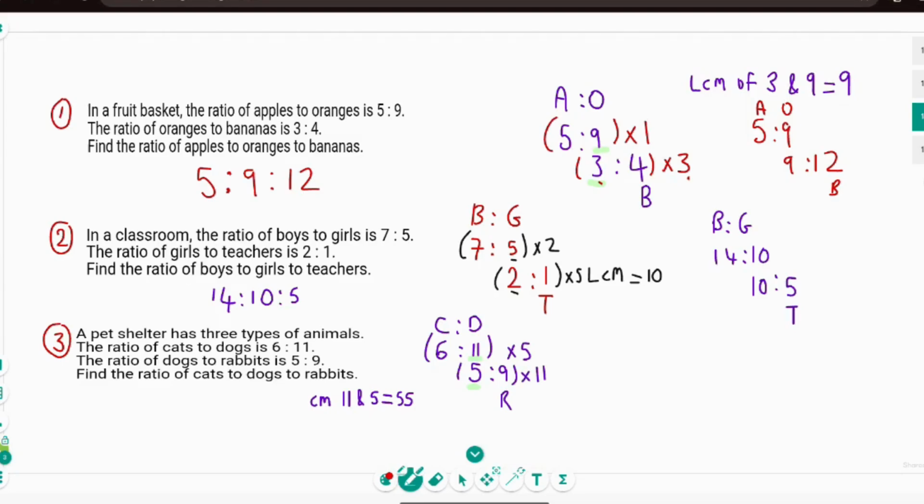Multiply the top ratio by 5, we get 55. We get 66. No, we don't. 6 times 5 is 30. 30 to 55. Cats to dogs. And the bottom ratio, we'll multiply it by 11. 55 to 99. So my final answer, 30, 55, 99.